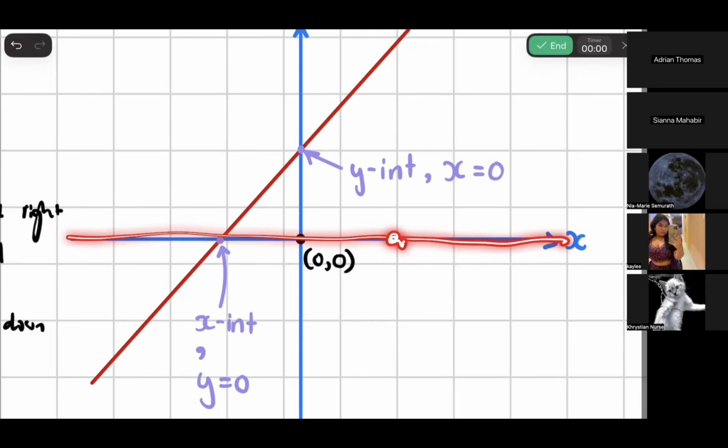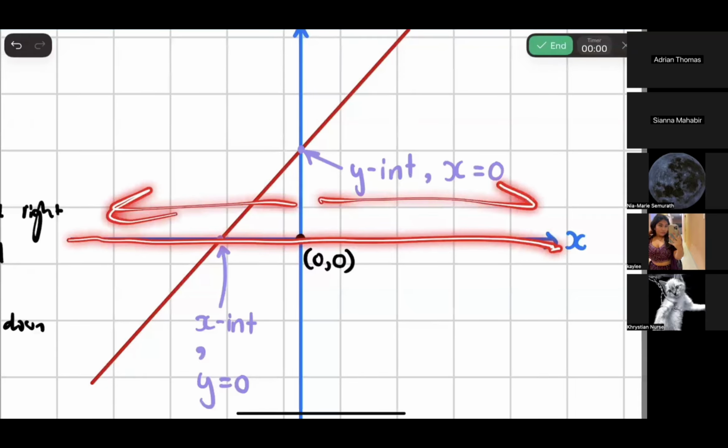If you're on the x-axis itself, you could only move left or right. You understand that? You could only move left or right. Are you moving up or down? No, just left and right. So what is the vertical movement?